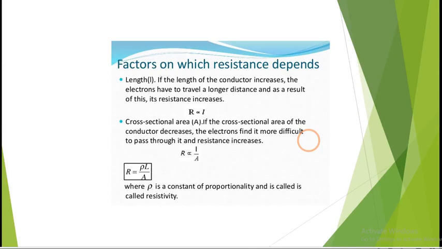Exactly opposite to resistivity, there is a point called conductivity. The reciprocal of resistivity is called the conductivity of the material. That's why the SI unit of conductivity is ohm per meter. Understood?